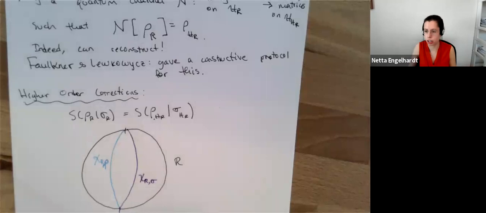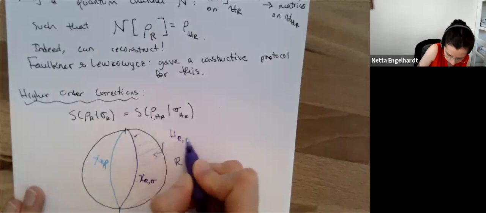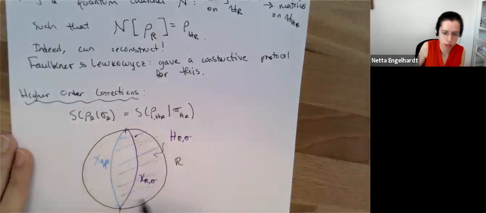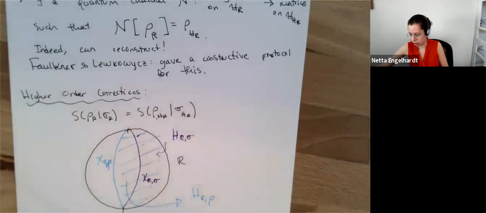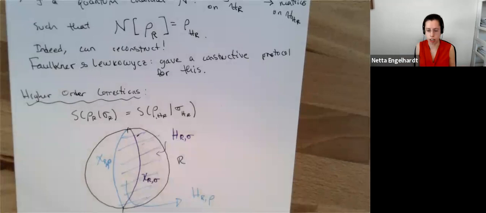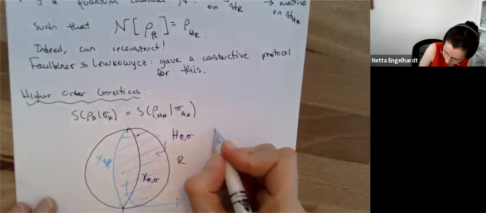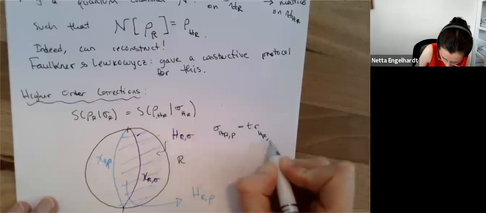Now we have two different homology hypersurfaces. We have this purple one, which I will call H_R sigma, and we have this homology hypersurface, which I'll call H_R rho. So then we have to ask ourselves, what actually goes into this relative entropy formula? Do we evaluate the state rho, for example, or sigma? Do we take sigma on H_R rho, in other words, the trace of the complement of that over the bulk state sigma?